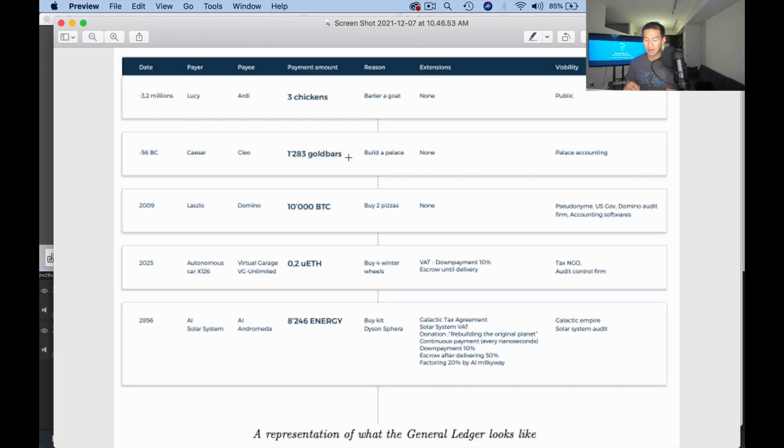And another thing is this is basically how a representation of the ledger looks. So the currency or the method of exchange you're using does not have to be US dollars, does not have to be some sort of crypto. It can be really anything. You can see the payment amount here. It's in chickens, gold bars, BTC, ETH, whatever that is, and energy. So that's the sort of stuff that we're dealing with using the Request network. It doesn't have to be one sort of currency that is being used for exchange.